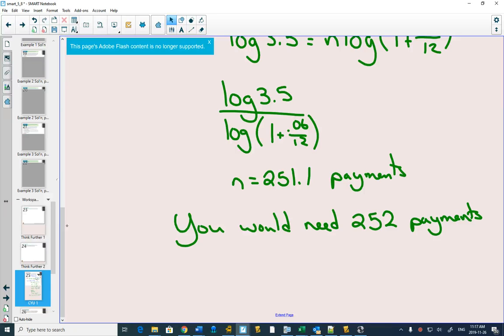It's like if you were painting a wall and you figured out you needed 1.1 cans of paint. Well, then 1 can of paint won't be enough. You have to buy 2. You can't round down in those situations. So some things need to be done in whole units. This would be one of them. And so you would need 252 payments.